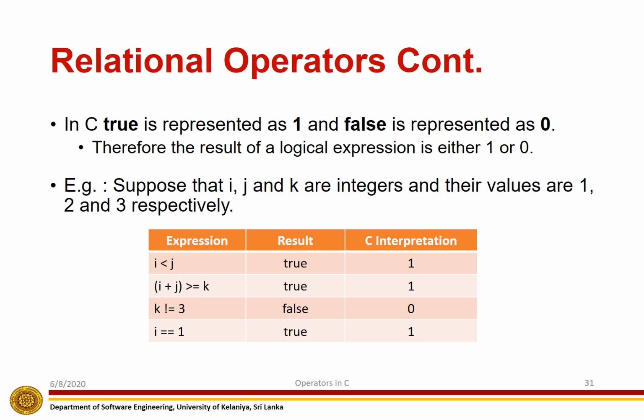The third one is k not equal to 3, but k is equal to 3. So false, then 0. The fourth one is i equal to 1. That is true. So the C representation is 1.